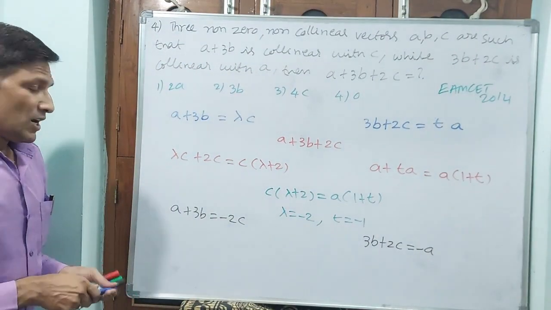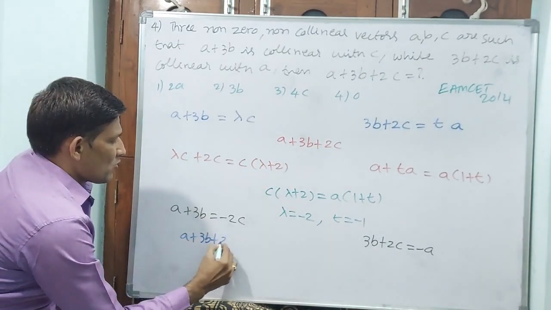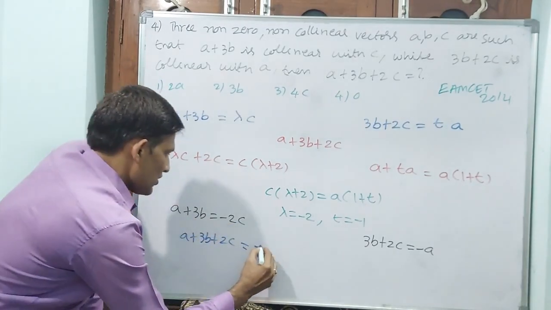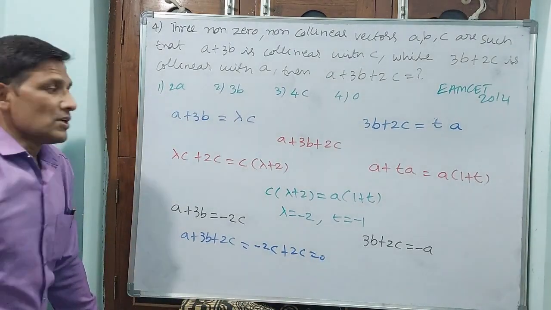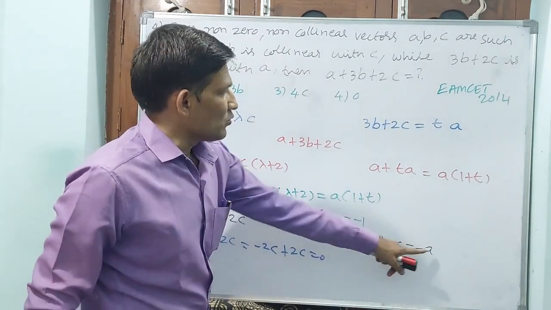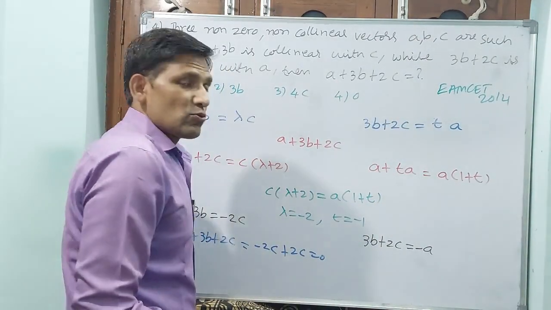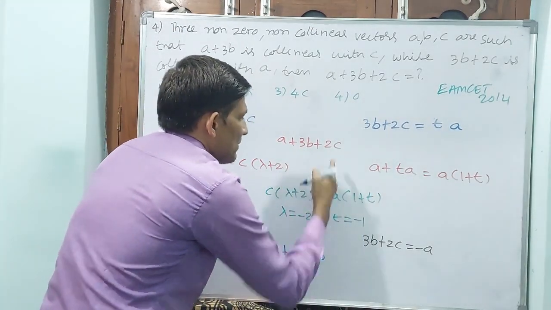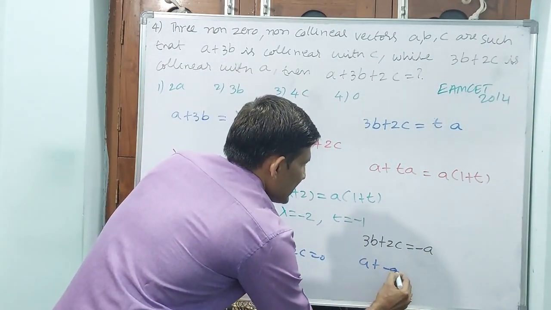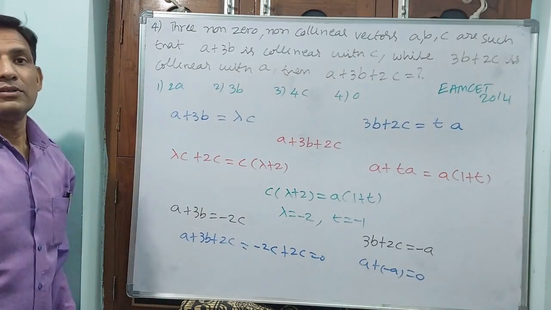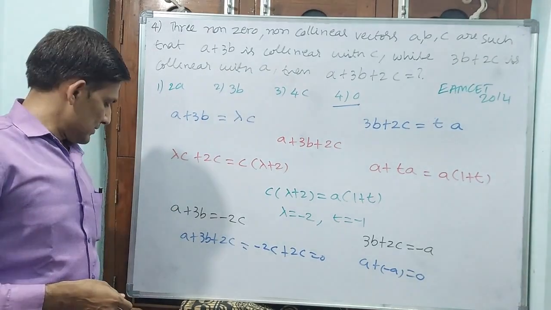Now come back again. What are they asking? A plus 3B plus 2C. Write down: A plus 3B plus 2C is equal to, this A plus 3B is already minus 2C, so minus 2C plus 2C, that is equal to 0. Come back here also. 3B plus 2C is equal to minus A, so A plus 3B plus 2C is A plus minus A, that is equal to 0. The answer is 0. Let us go for the next question.